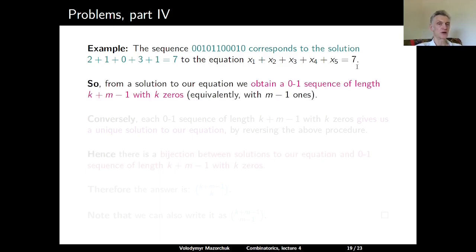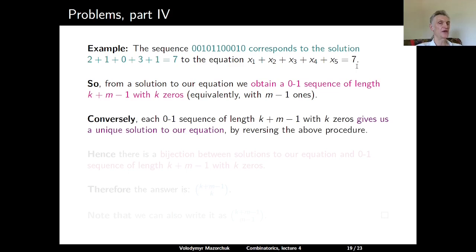So, from a solution to our equation, we obtain a 0, 1 sequence of length k plus m minus 1 with k zeros, or equivalently with m minus 1 ones. Conversely, if we have a 0, 1 sequence of length k plus m minus 1 with k zeros, we can uniquely read off the sequence as a solution to our equation by reversing the above procedure.